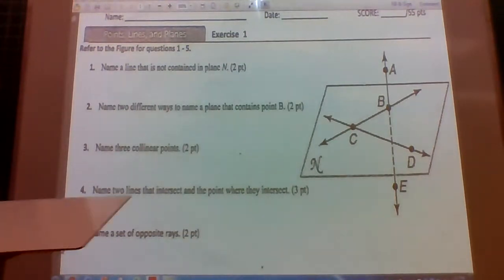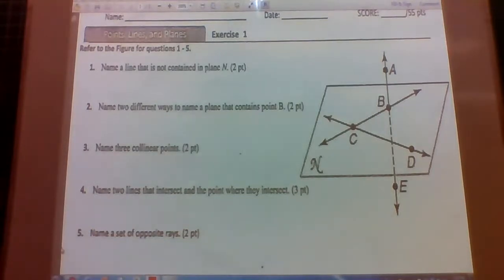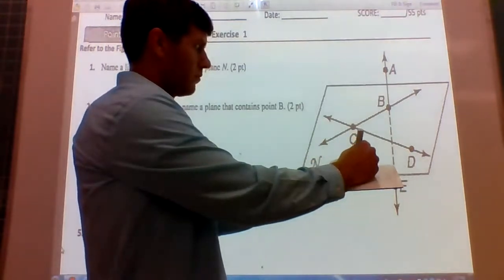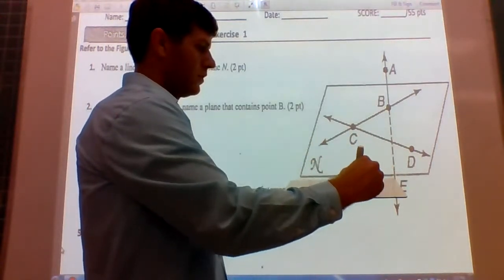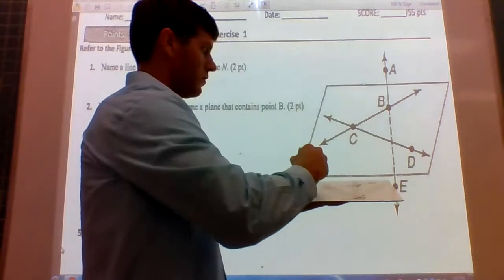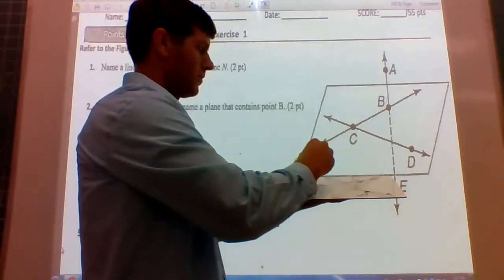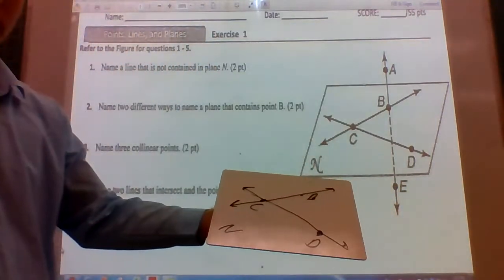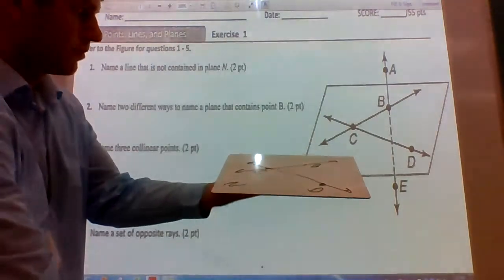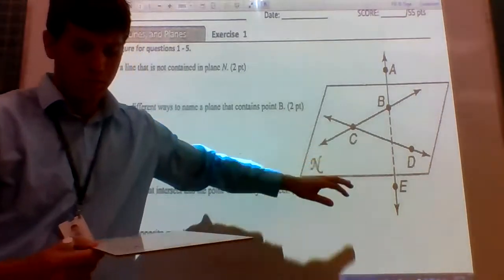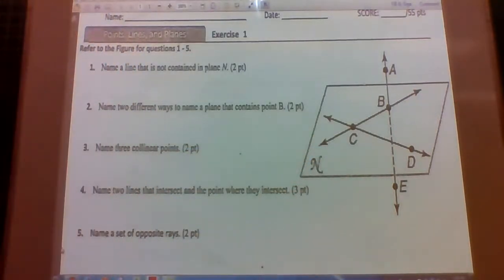So here's our plane. We got points C, B, D here. Okay. Here's our plane. Point A is up above the plane. Point E is below the plane. We use this diagram in our notes. So point A is above, point E is below. So we know that line AE is not in the plane.